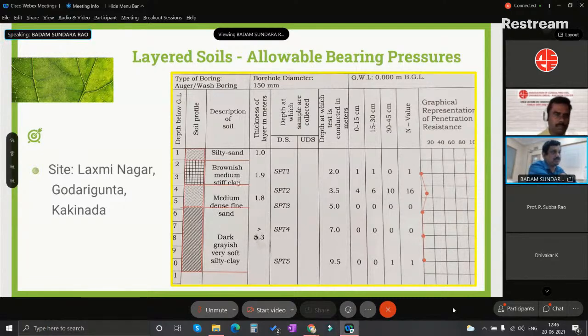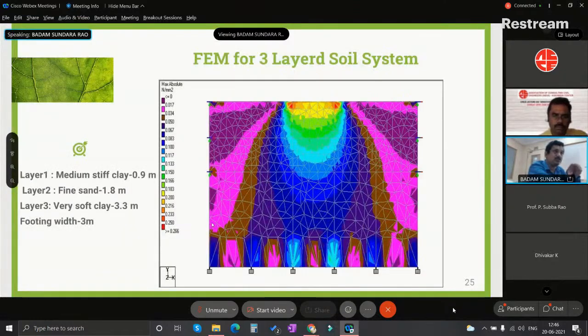The depth of influence is 0.9 meters in the stiff clay region and 1.8 meters in the dense sand, and about 3.3 meters is the depth of influence of the soft clay. This soft clay is playing a vital role, not only from the strength point of view but also from the settlement point of view. We computed the settlements using both methods, manual methods and the STAAD model. Why we have not used Plaxis: it is somewhat difficult. It requires some training and understanding of the software.